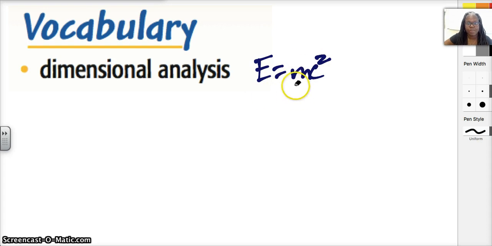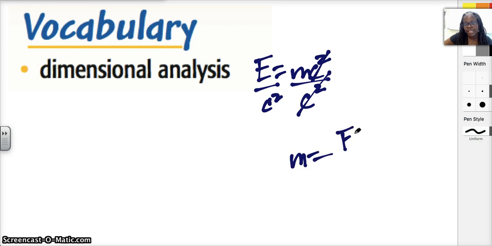We could change this around and let's say I wanted to solve for m. So if I wanted to get m by itself, I'd have to get rid of c squared. So I divide both sides by c squared. On this side, they'd cancel out, and I'd get that mass is equal to energy divided by the speed of light squared, right? Kind of cool. So that's what dimensional analysis gives us the power to do, and that's what we're going to be doing.